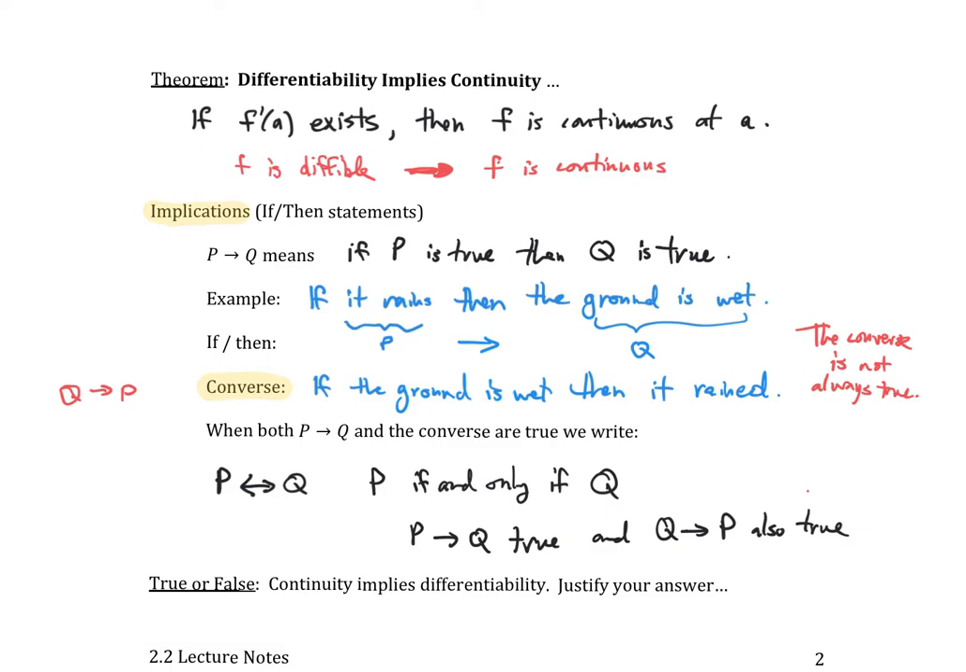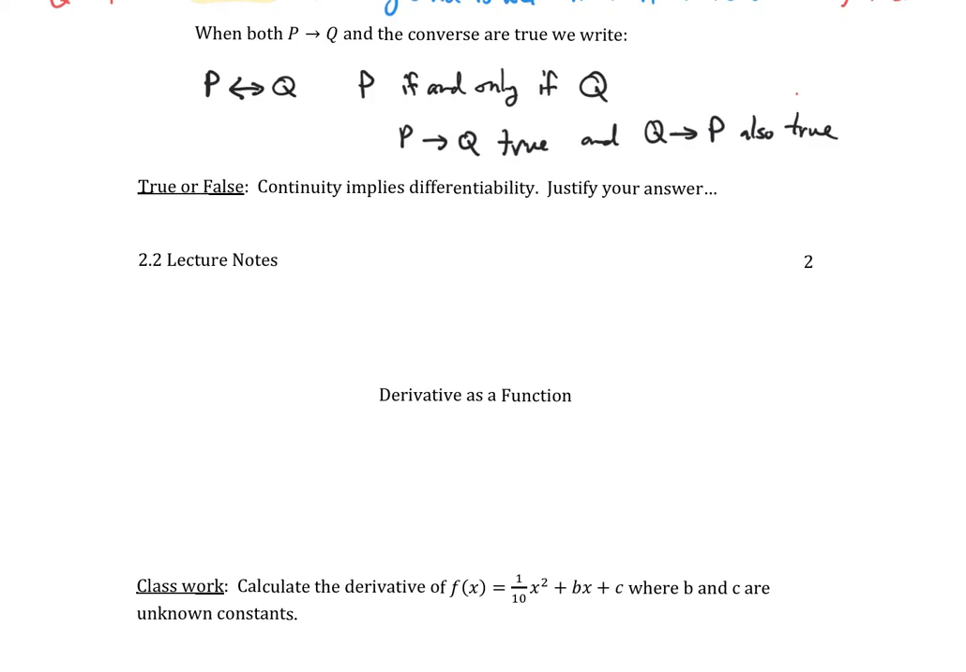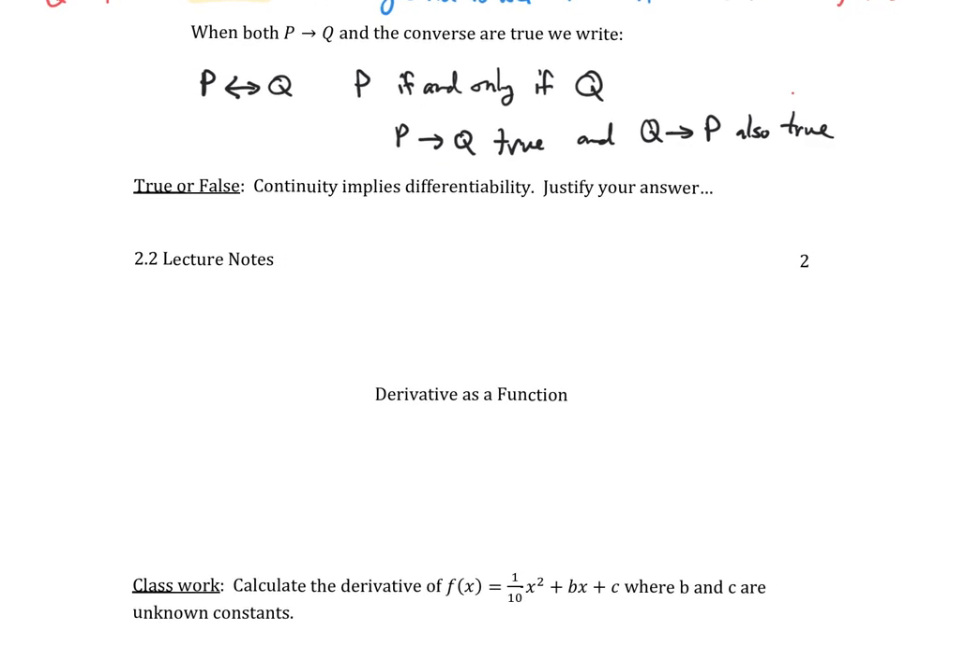All right. So now let's go back to our original theorem. Our original theorem says if f is differentiable, this implies f is continuous. And then I want us to look at this true-false statement I have right here. So we're wondering, is it true or false that continuity implies differentiability? I'll give you a second to think about your answer to that. Okay, well, it turns out this is false.